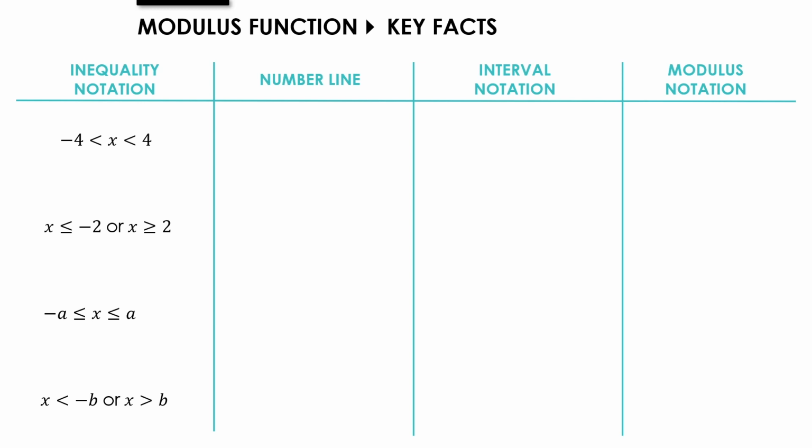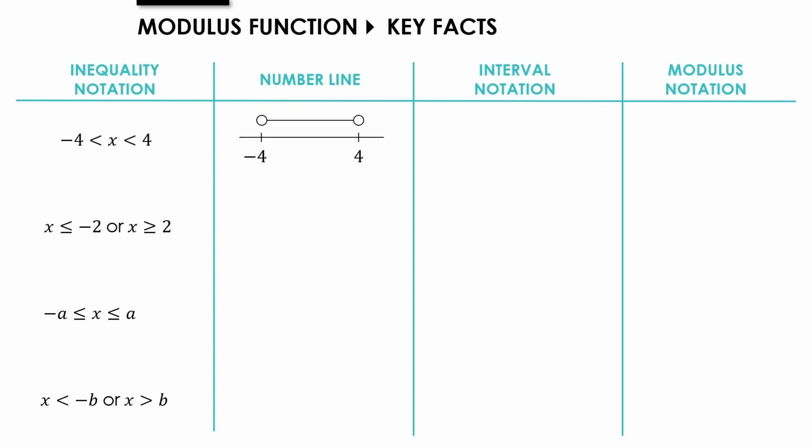So I'm going to do the first row and then give you the opportunity to have a go at the other ones before I go through the answers to them. So our first inequality is x is bigger than minus 4 but less than 4. On a number line, we would represent that by a line with 2 open circles above minus 4 and 4, and then we would join a line in between them.